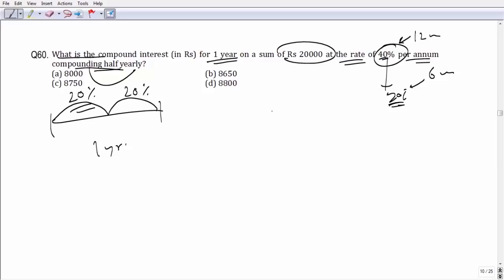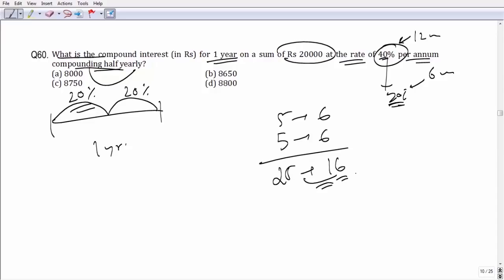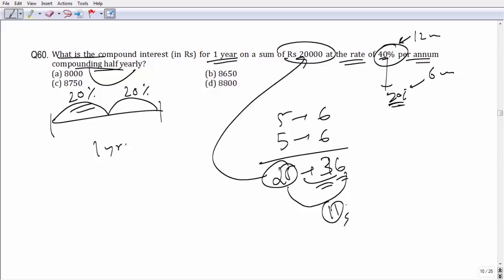And we know that each time a value of 5 will increase to a value of 6. So that means we can say that in effect a value of 25 will increase to a value of 36 after 2 periods. Now, with this we can say that there is an interest of 11 rupees. Now the absolute value of 25 is given to us as 20,000, which leaves the value of 11 to be 8,800, making option number D as your answer.